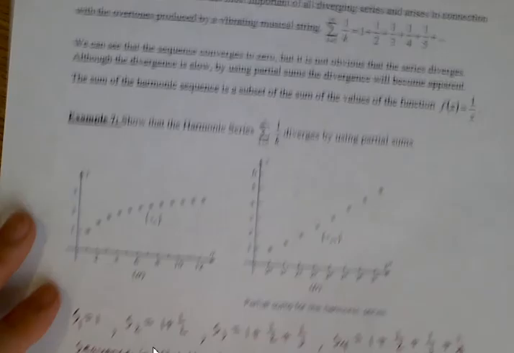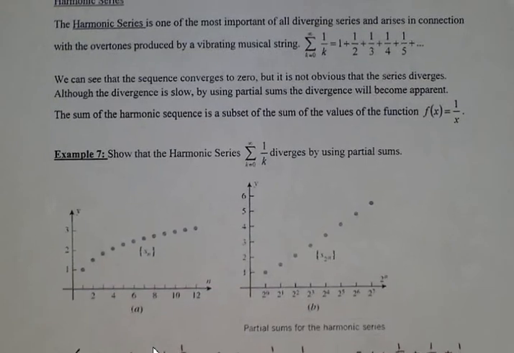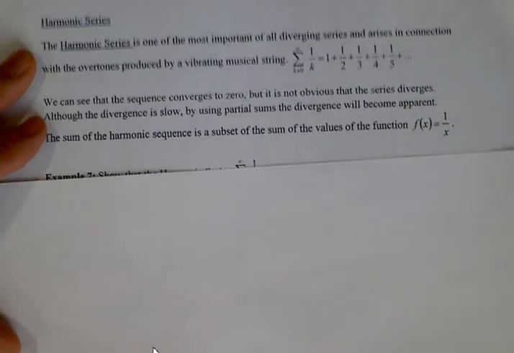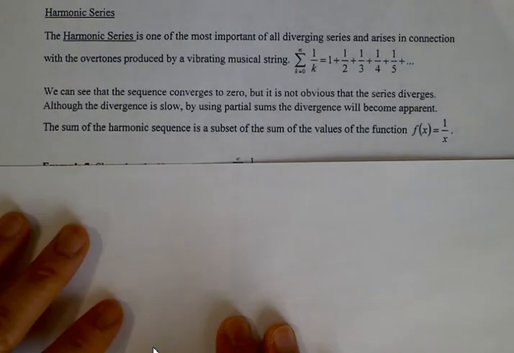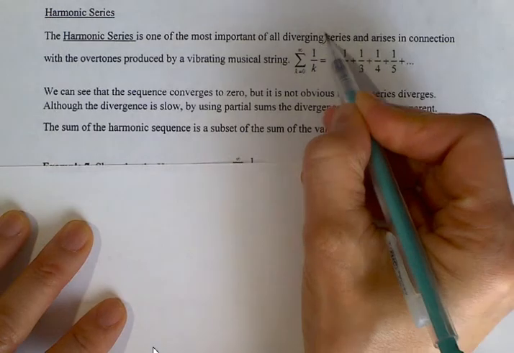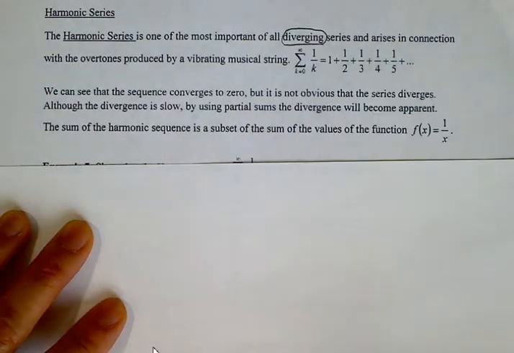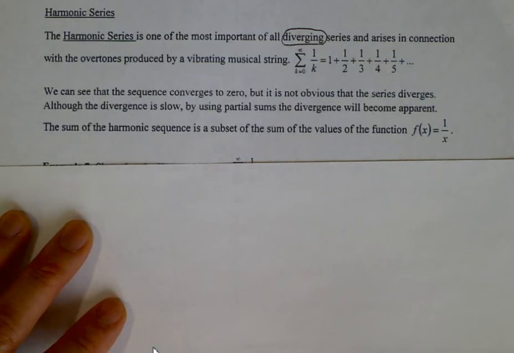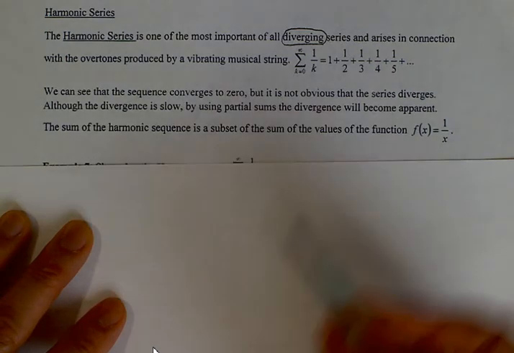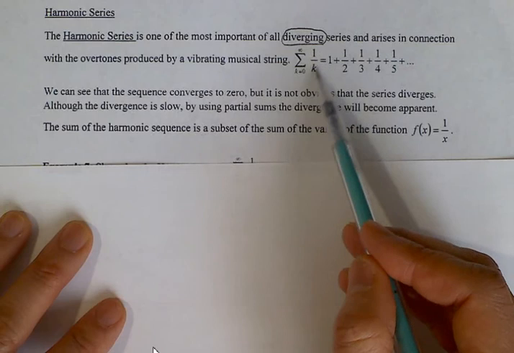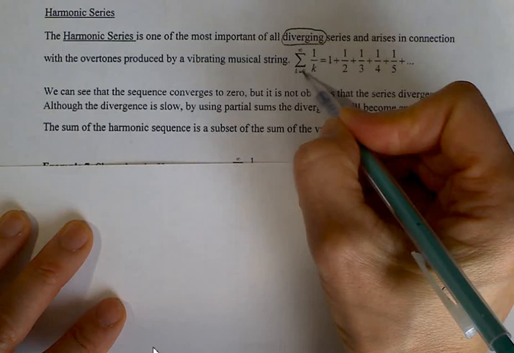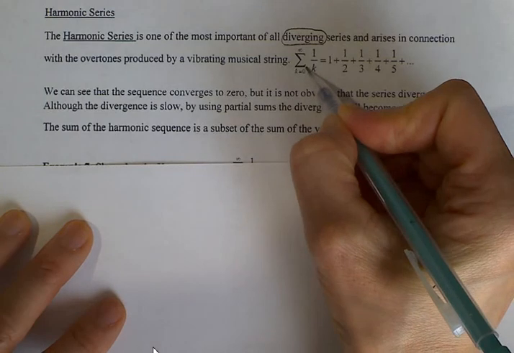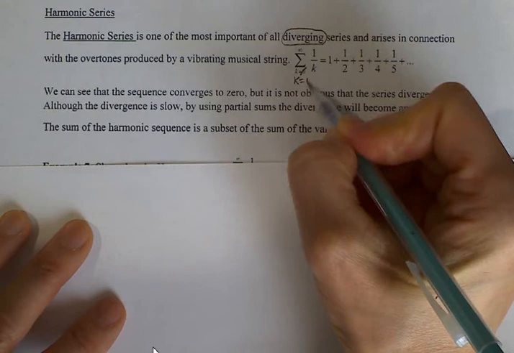Okay, if you could turn to page 12, and let's go over the final one, which is called the harmonic series. So the harmonic series is one of the most important of all diverging series. So this one actually diverges and arises in connection with the overtones produced by a vibrating musical string. And so the harmonic series is 1 over k, k equaling 0. Actually, this should be k is equal to 1. So if you could change that to k is equal to 1.